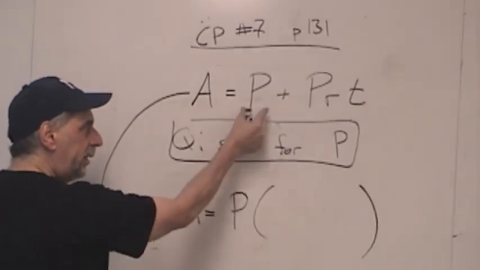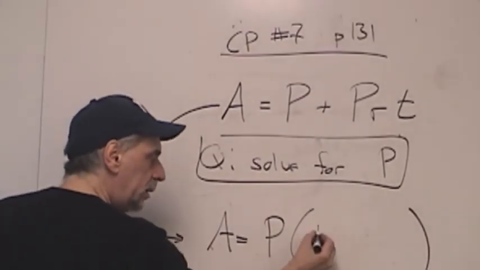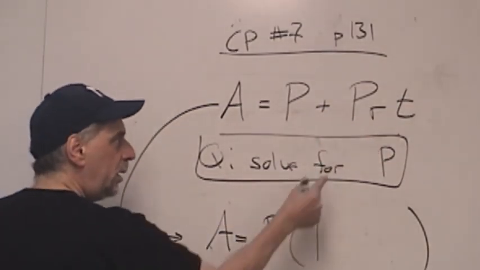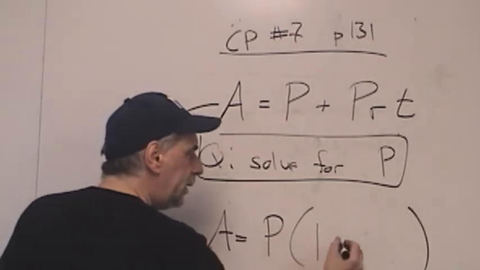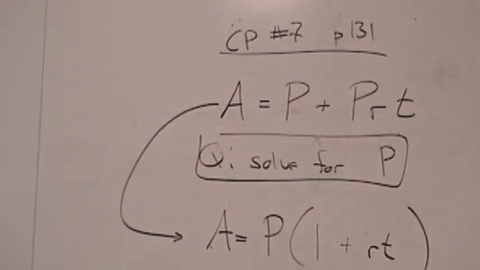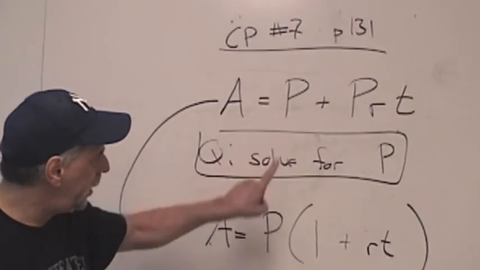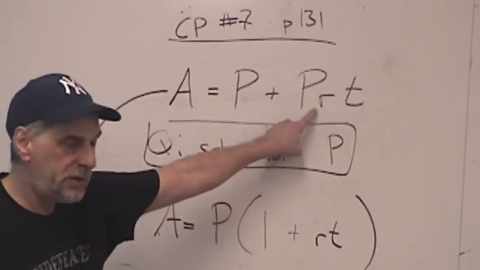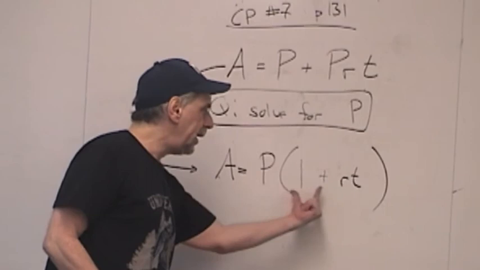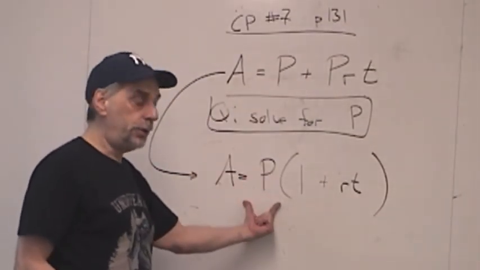Basically you're dividing this term by this term. So this term divided by this term leaves you with 1. This term divided by this term, the PRT over the P leaves you with just the RT, right? This is just the reverse of the distributive property, right? P times 1 gives you the P. P times RT gives you the PRT. So we're doing the reverse of that, right? We're not multiplying these two things together, we're factoring the P out of those two terms.